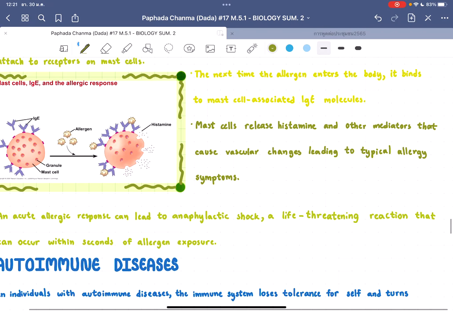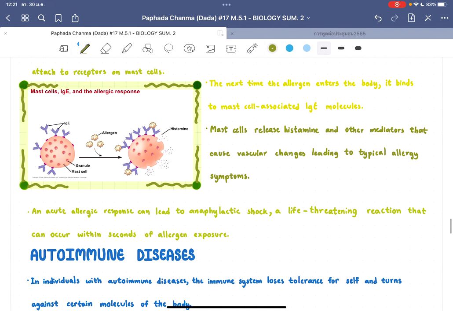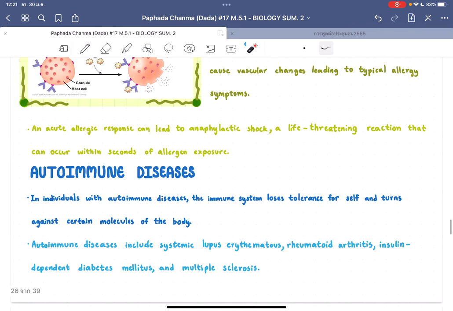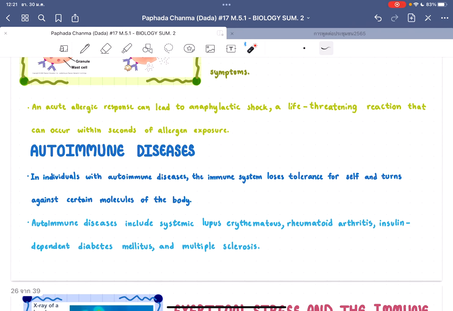That cause vascular change leading to typical allergy symptoms. An acute allergic response can lead to anaphylactic shock, a life-threatening reaction that can occur within seconds of allergen exposure.